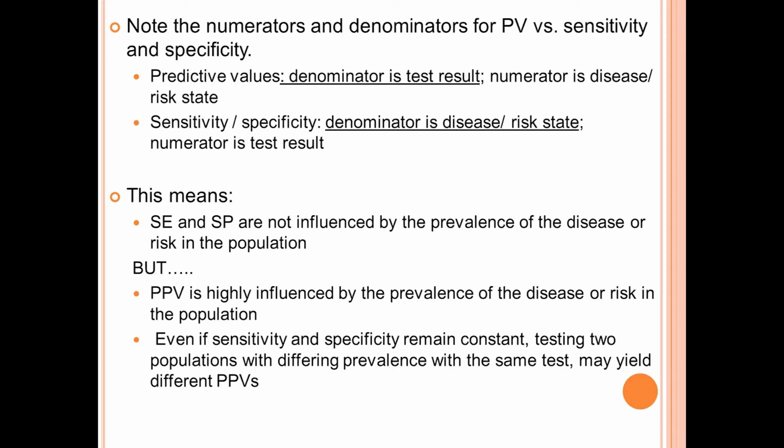Again, this means that sensitivity and specificity are not influenced by the prevalence of the disease or the risk in the population, but the positive predictive value is highly influenced by the prevalence of the disease or the risk in the population. So even if sensitivity and specificity remain constant, testing two populations with differing prevalence with the same test is going to give you different positive predictive values.